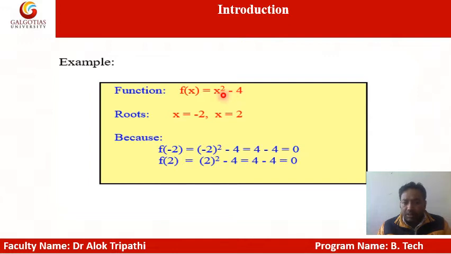You can see if you put x equals to minus 2 here, so this will give you 4. 4 minus 4 becomes 0, and again for x equals to 2, if we compute this, then this 2 square becomes 4, minus 4 again it is 0. We have put those values in the function and we get 0. Therefore x equals to minus 2 and x equals to 2 will be called the roots of this function x square minus 4.